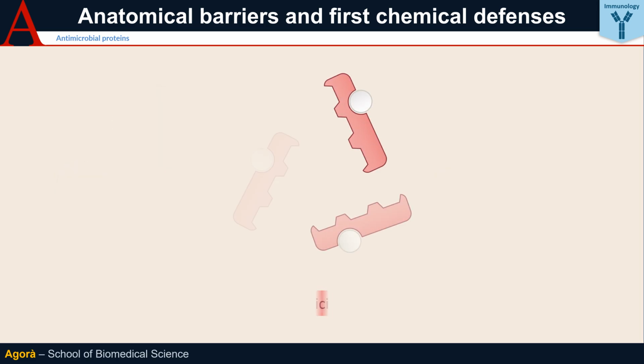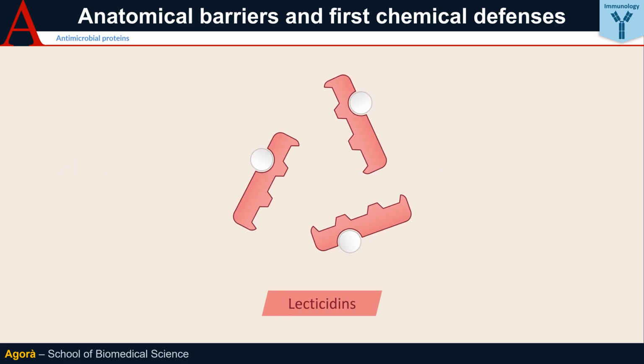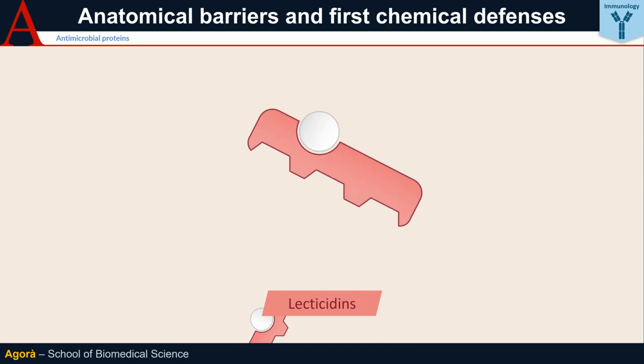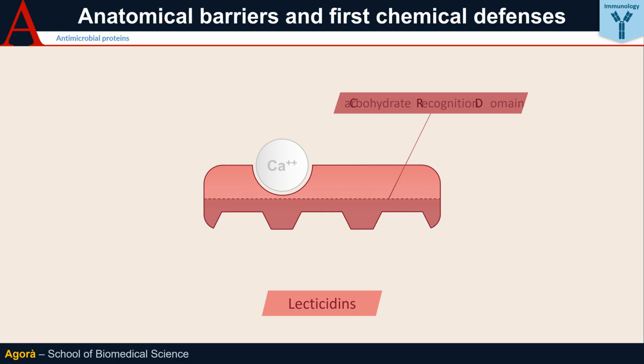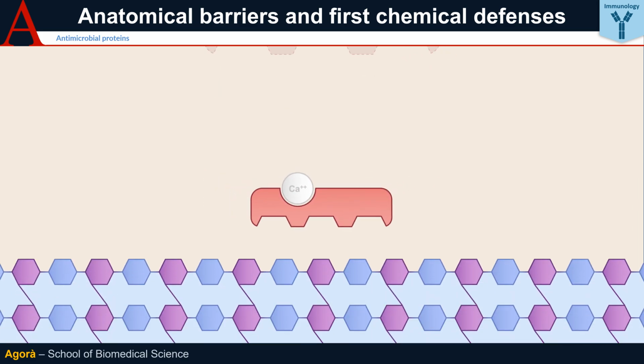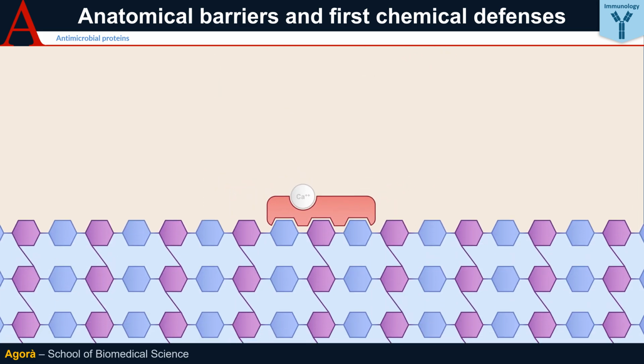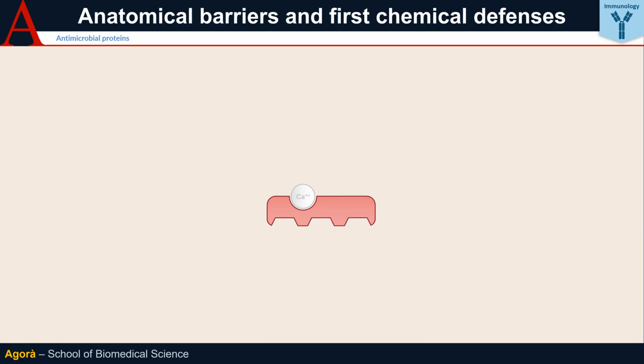Lastly, we have lecticidins, a family of proteins that fall under C-type lectins. Lectins are proteins capable of binding carbohydrates due to the carbohydrate recognition domain, CRD. Lectins play a pivotal role in immunology, given that carbohydrates form various bacterial structures, particularly in their cell walls. Once a specific bacterium is recognized, lecticidins can kill it directly.